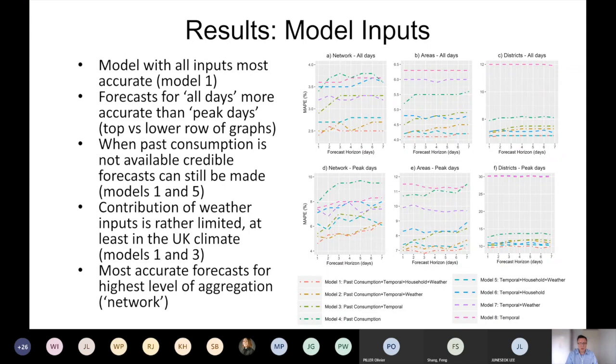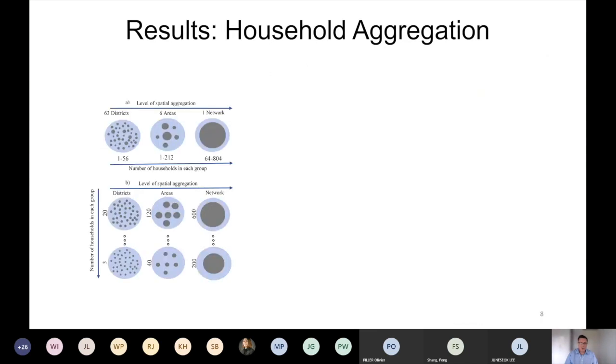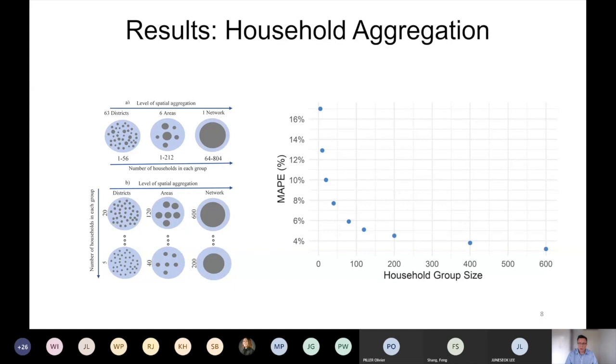And of course, the most accurate forecasts were obtained for the highest level of aggregation, which is the network. We did check this household aggregation in a bit more detail. So in addition to those three principal groupings, spatial aggregations of households, we created groups of anything between 5, 20, 40, 120, all the way up to 600 households. And when you plot the mean annual prediction error as a function of household group size, this is what you get.